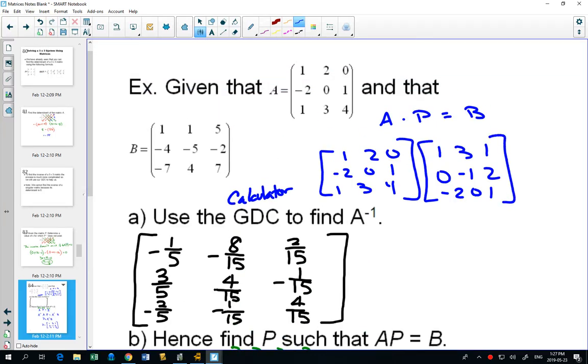Okay, matrices are good to check your memory capacity. Apparently my memory capacity is 6 numbers, because I could remember 6 numbers before I had to look again. I should work on memorizing 9. I could do this question better. And it's supposed to equal B, which is 1, 1, 5, negative 4, negative 5, negative 2, negative 7, 4, 7.